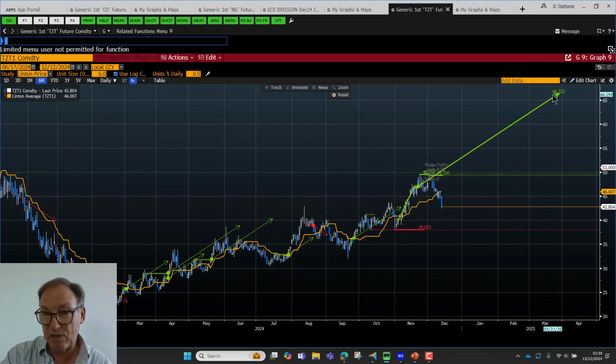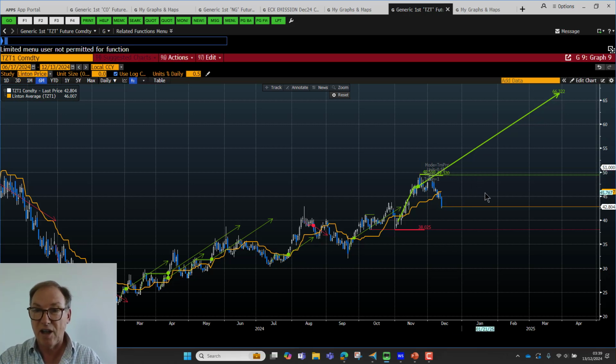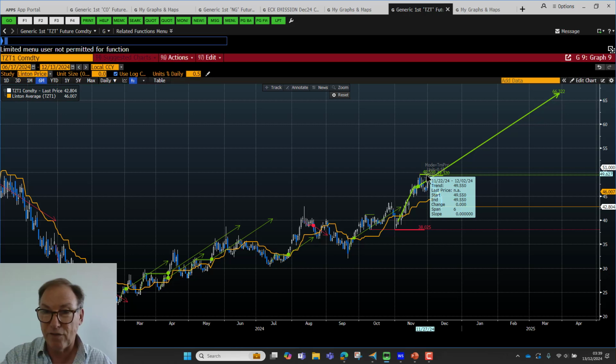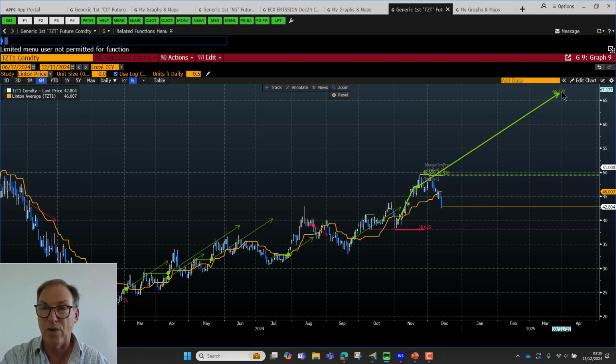Now we've got a very big upside target here, but we've fallen back through the average, and this target is really only on if we can break through that 49.55, let's say 50 euros, then we would look to that. And so really quite interesting there in terms of that.